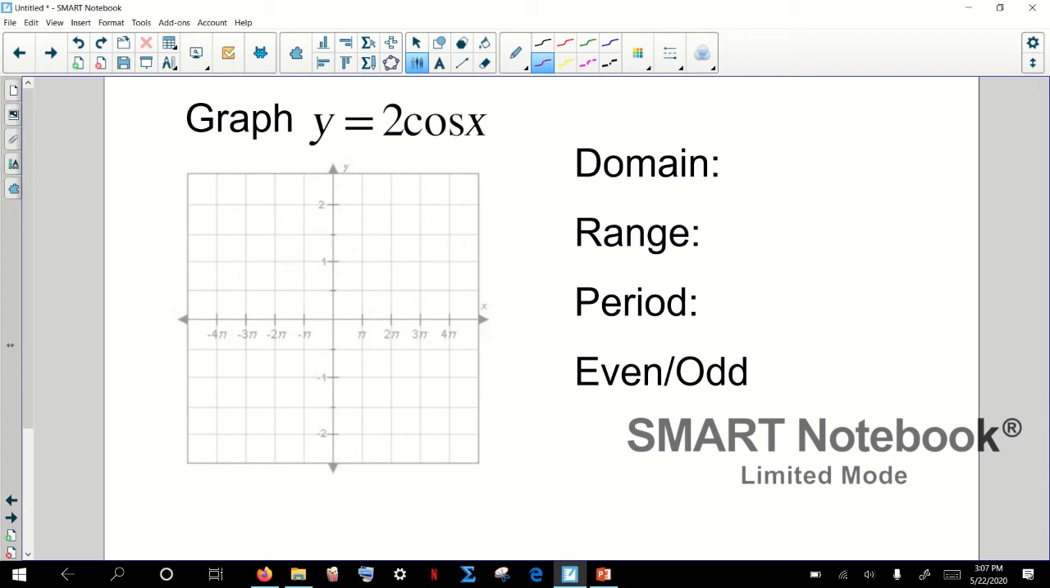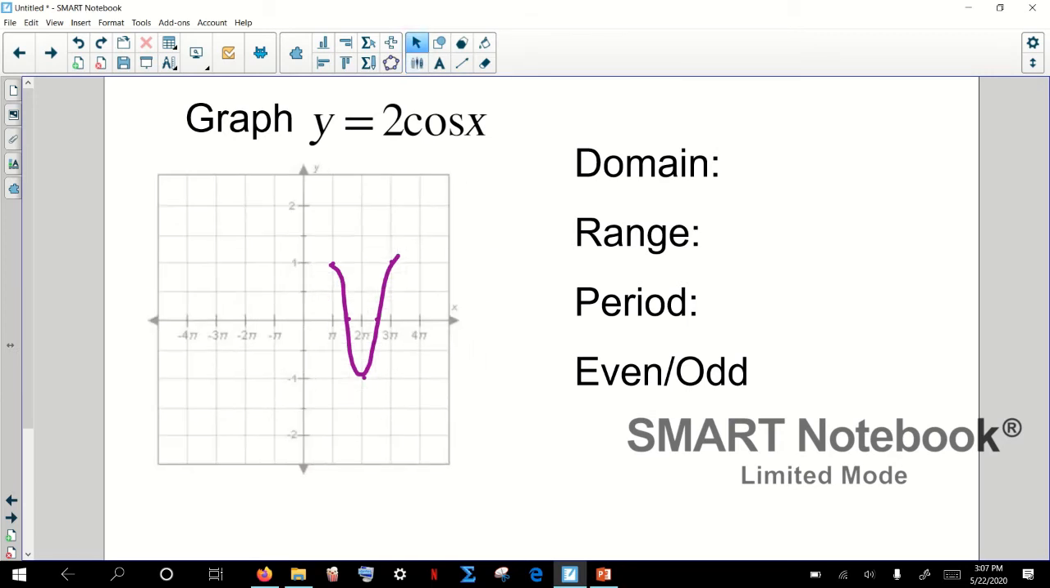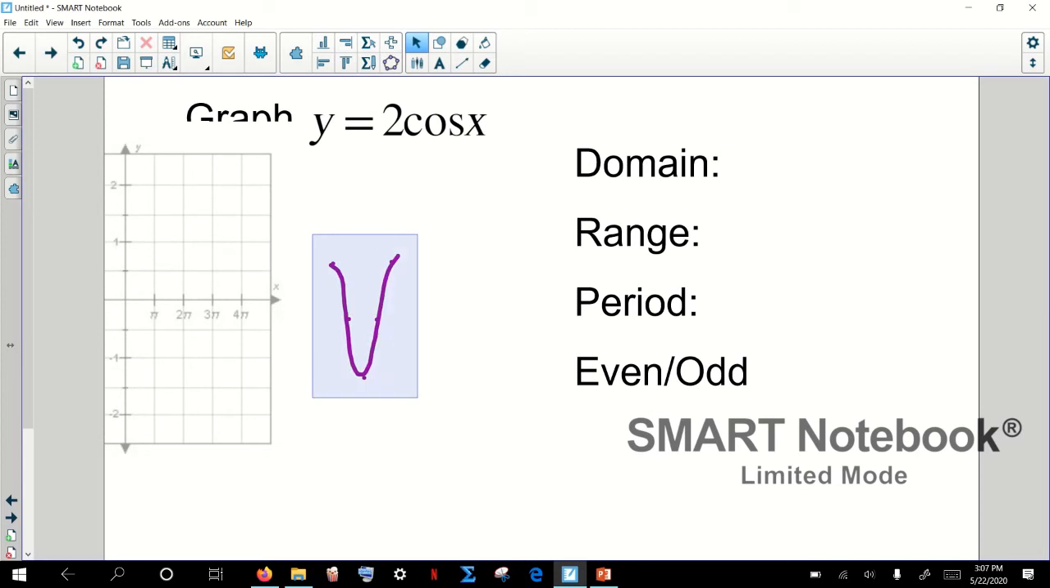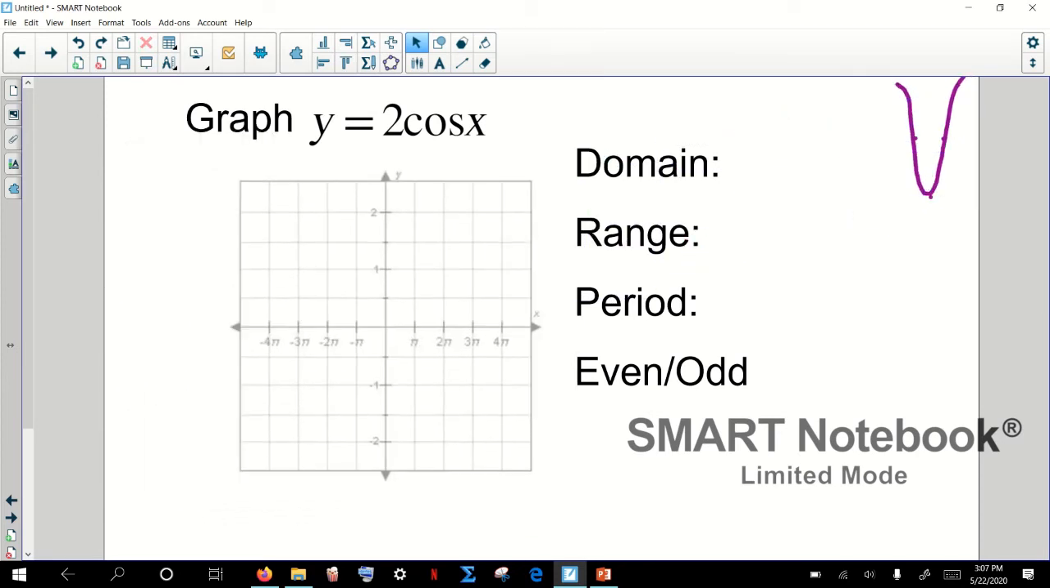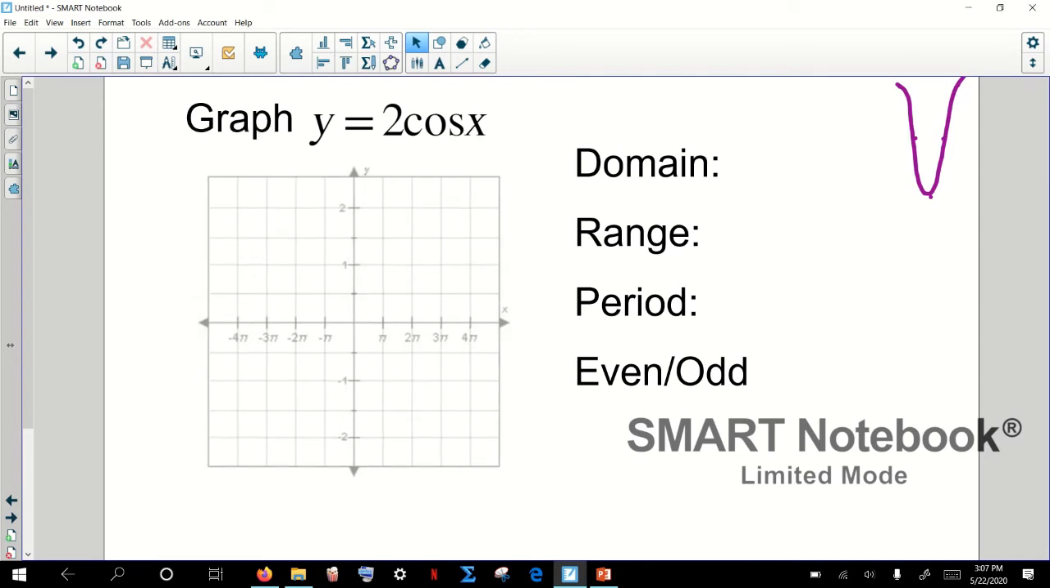So remember when we talked about the graph of regular cosine, we start at 1, we end at 1, in the middle we're at negative 1, and then in between we have those points for our x-intercepts. So this is what normal cosine looks like. And so the only difference with 2 cosine x is it just stretches the graph.